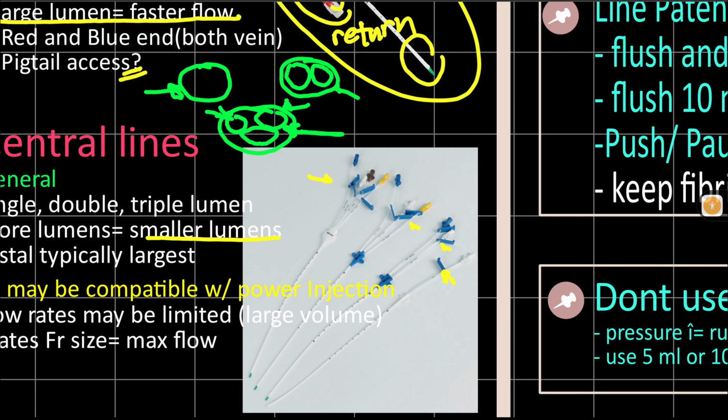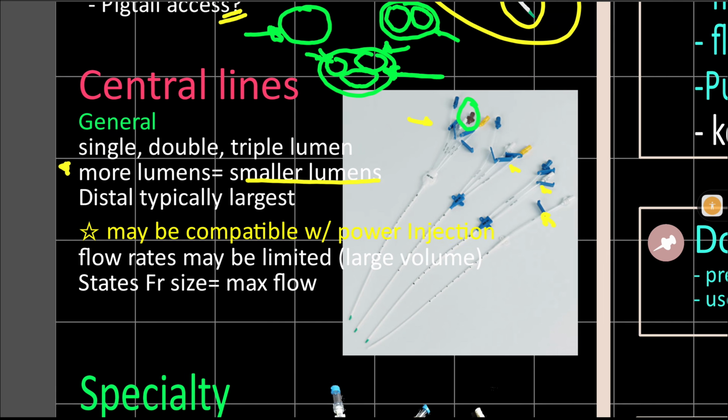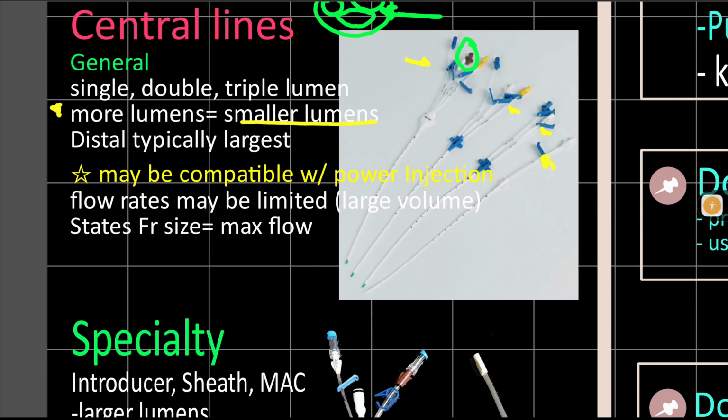And normally, like I said, on the packaging, it will be stated there. And based on the color, in my experience, the brown one is the largest lumen. Okay, so when you extract from it, the blood extraction is easy. Okay? Now, the distal lumen is actually the largest.